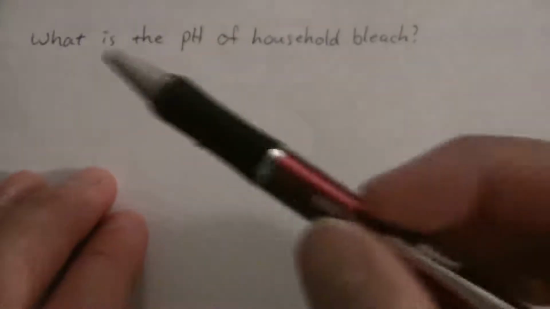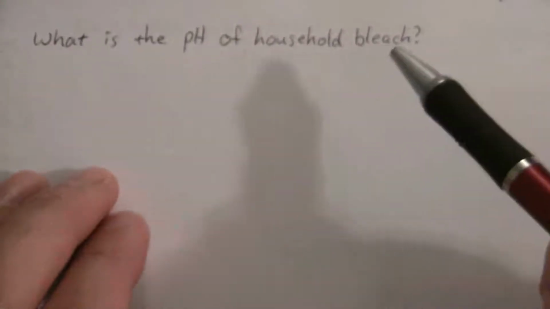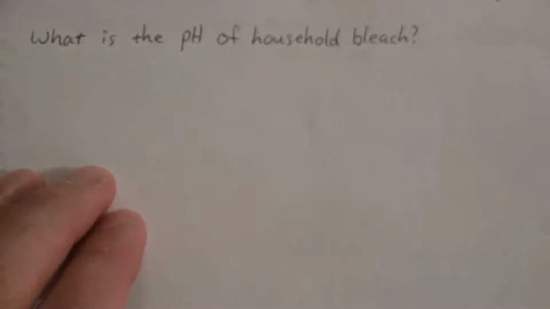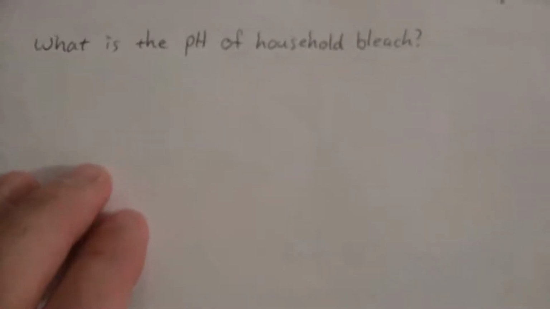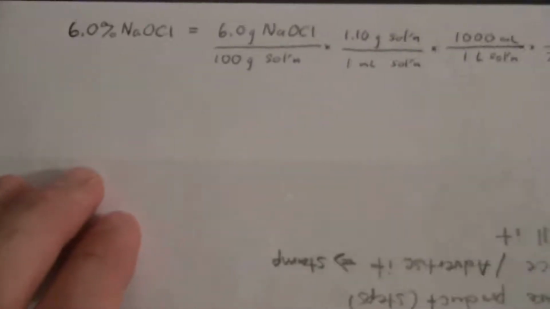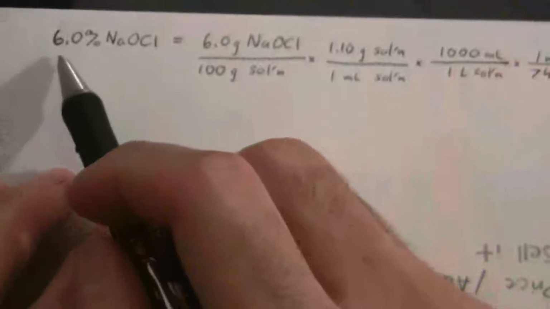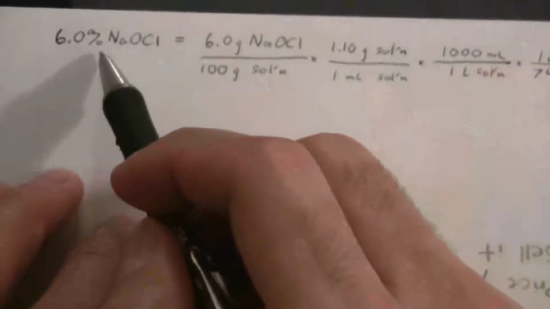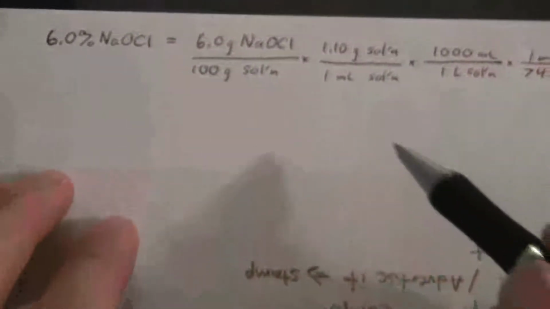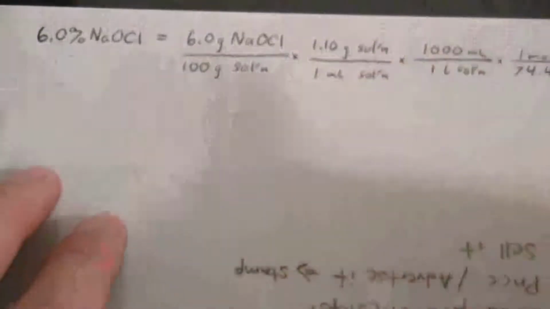All right, the question is, what is the pH of household bleach? The first place we're going to start is the container of bleach, where you'll find that it says it's 6.0% sodium hypochlorite. If we just convert that to molarity, I've worked out that calculation in advance.